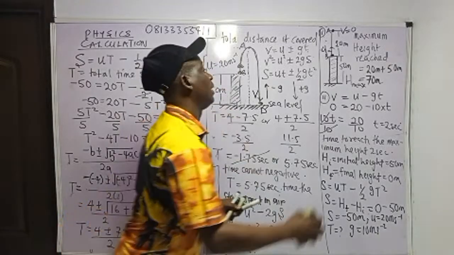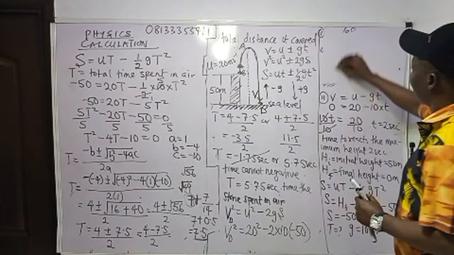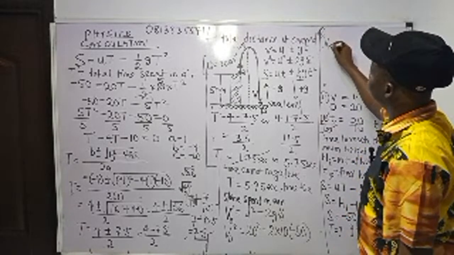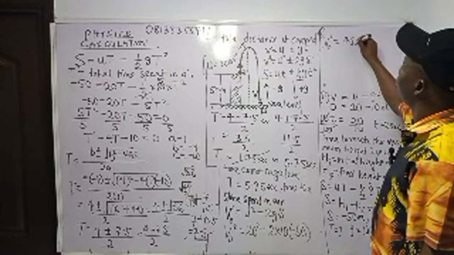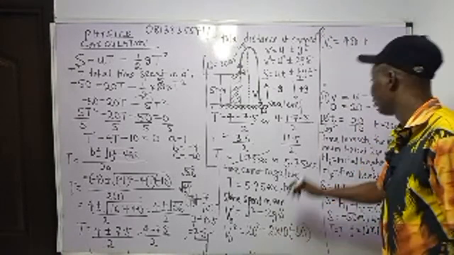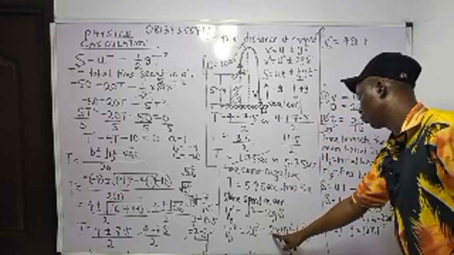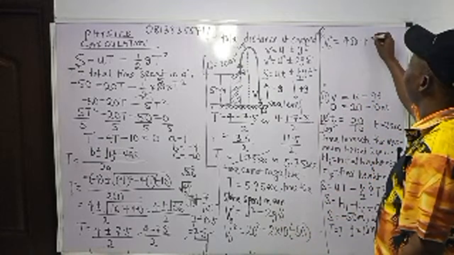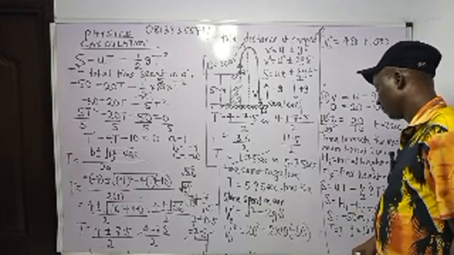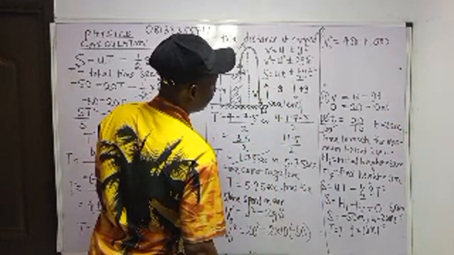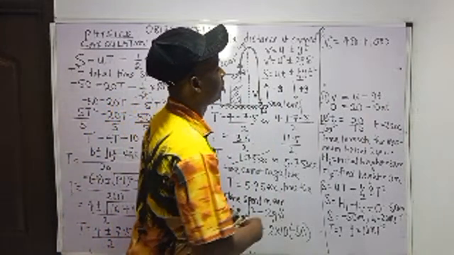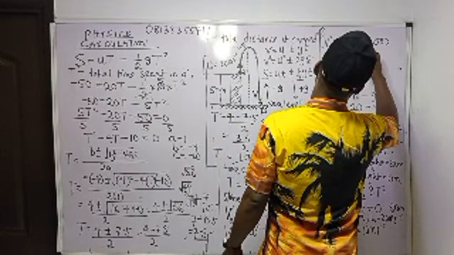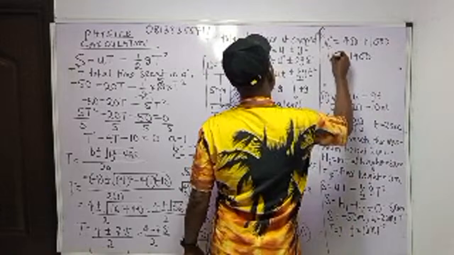So this is what I want to use to get our answer, the velocity at D. V D square equals 400 plus, because minus times minus is plus, 2 times 10 is 20, times 50 is 1,000. So if you add 400 to this, we have 1,400, V D square.